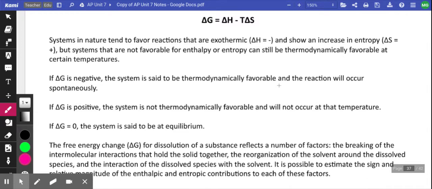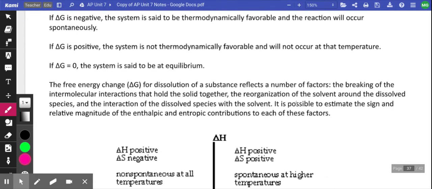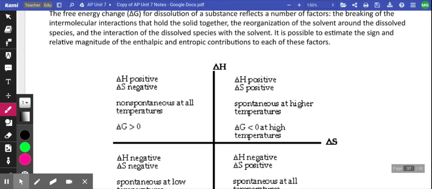So if delta G is negative, the system is said to be thermodynamically favorable, and the reaction will occur spontaneously. If it's positive, the system's not thermodynamically favorable, and that reaction will not occur at that temperature. And if delta G is 0, that system is said to be at equilibrium. So there's a reaction happening in the forward direction and reverse direction, but those rates are equal, so the Gibbs free energy is equal. The free energy change for dissolution reflects a number of factors here.